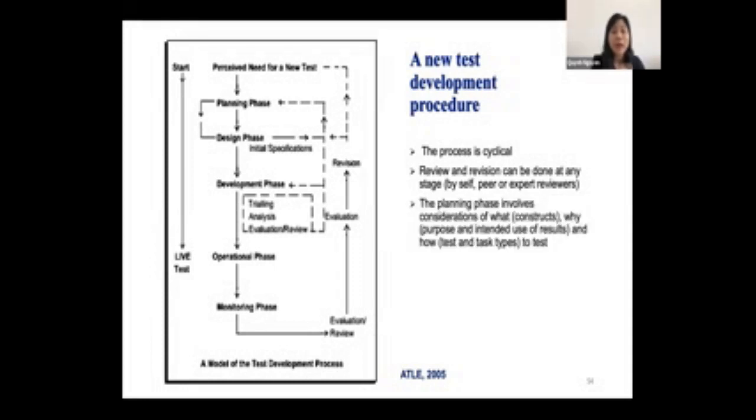And in the planning phase, especially when you develop a new test, the planning phase involves consideration of what to test, or what the test constructs are, why you want to test, the purpose and the intended use of the results, and of course, how to test. At this point, you need to consider the test type and the task type that you want to use for your test. And of course, trialing is very important. However, sadly, it is often neglected in real practice. And I hope that after this webinar, you're going to trial your test more.